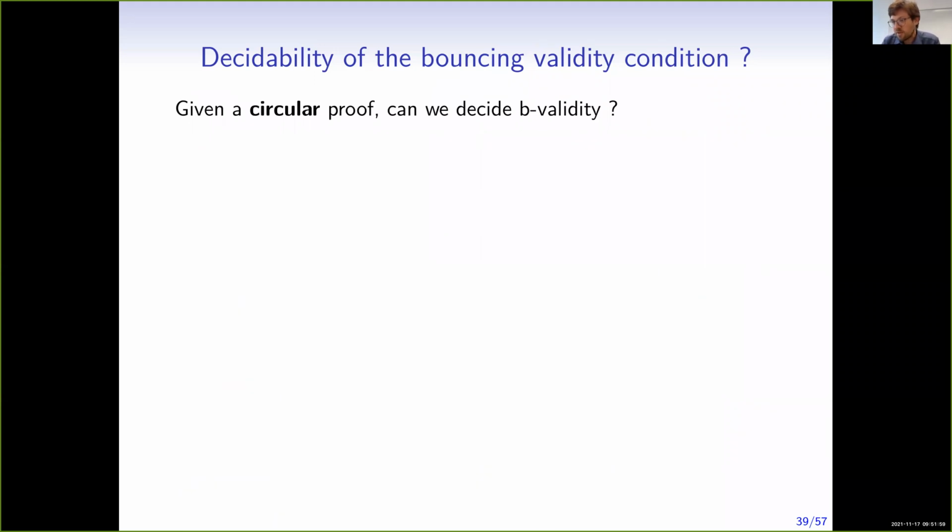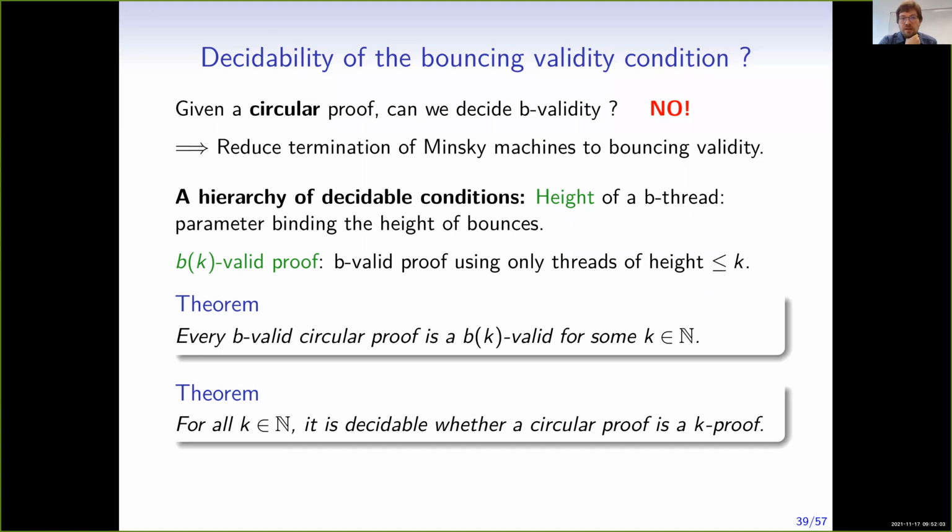But then the notion of decidability of the criterion is still there. And actually, in general, we cannot decide bouncing validity, because we can reduce termination of Minsky machines to bouncing validity checking. So that's an issue. But still, the result we have is that there is a hierarchy of decidable conditions that approximate bouncing validity, in the sense that if you bound the height of a cut, then you get decidability again. So a BK-valid proof is a bouncing valid proof such that the size of bounces is less than K. And what is important is that every bouncing valid circular proof is BK-valid for some K. So this hierarchy actually captures all bouncing valid circular proofs.